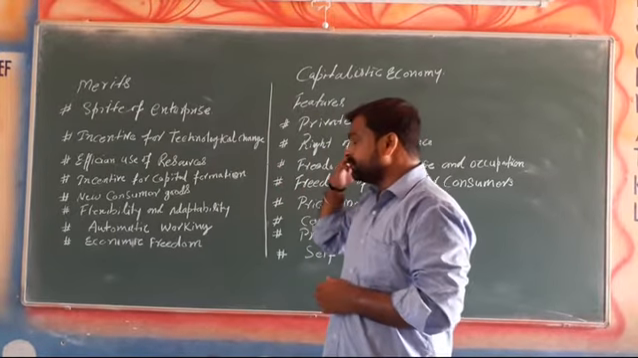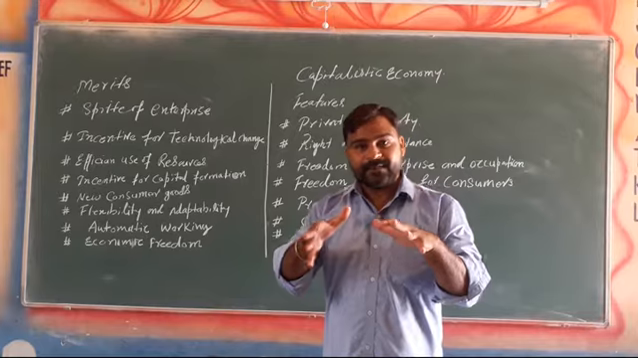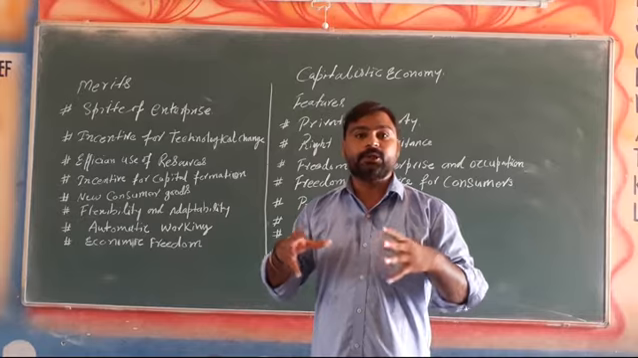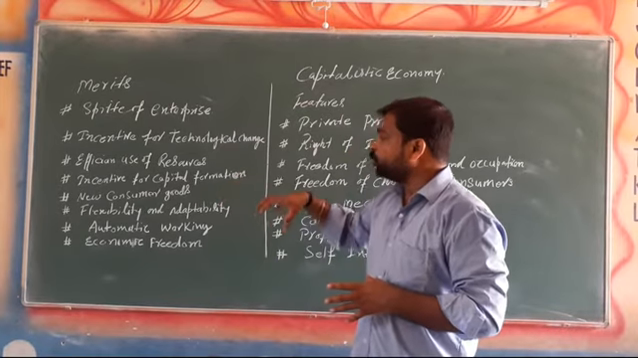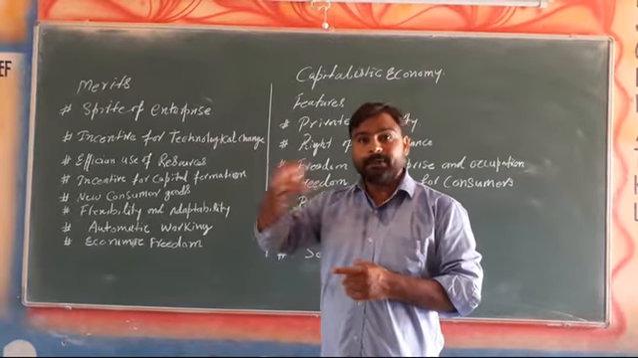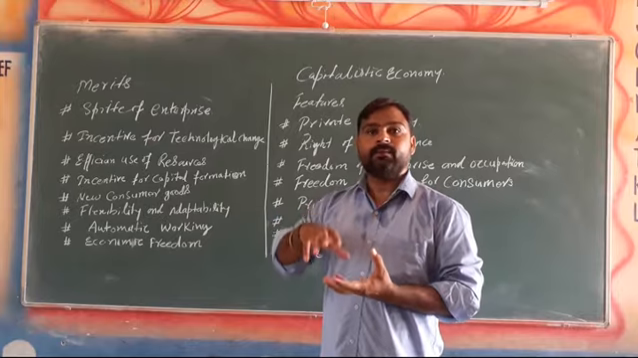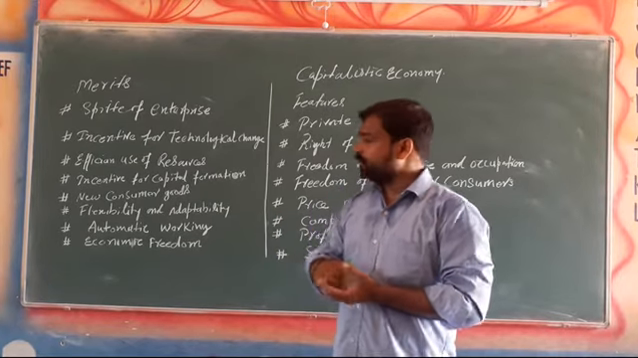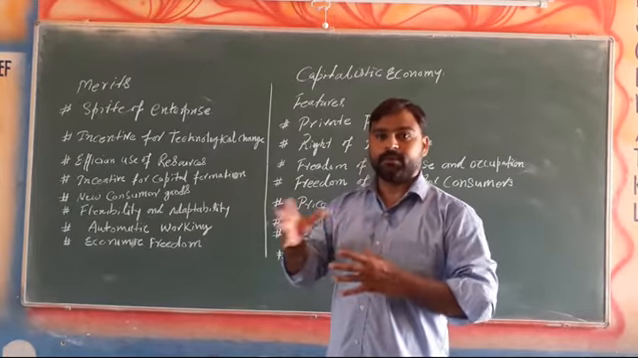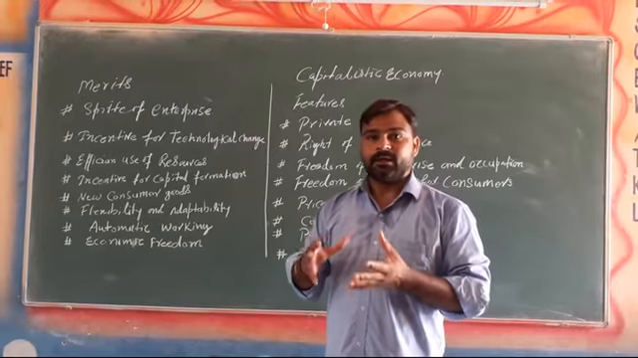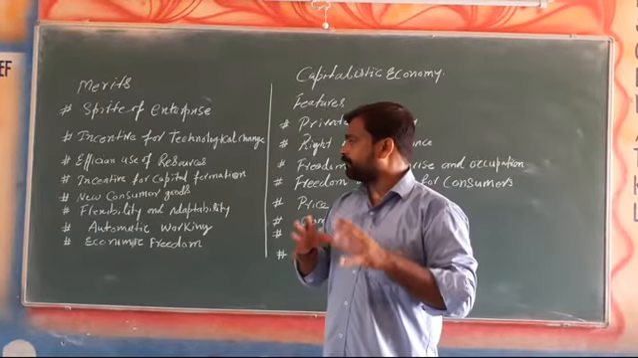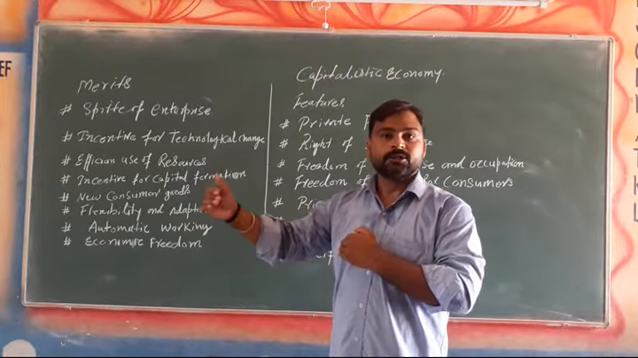Another one is efficient use of resources. In a capitalistic economy, the factors of production are owned by private individuals and they use them in an efficient way. It means the maximum or optimum utilization of the resources which are available at hand. So there is efficient use of resources in a capitalistic economy. We will compare the capitalistic economy with the socialistic economy. But here in a capitalistic economy, the use of resources becomes more efficient than in a socialistic economy.